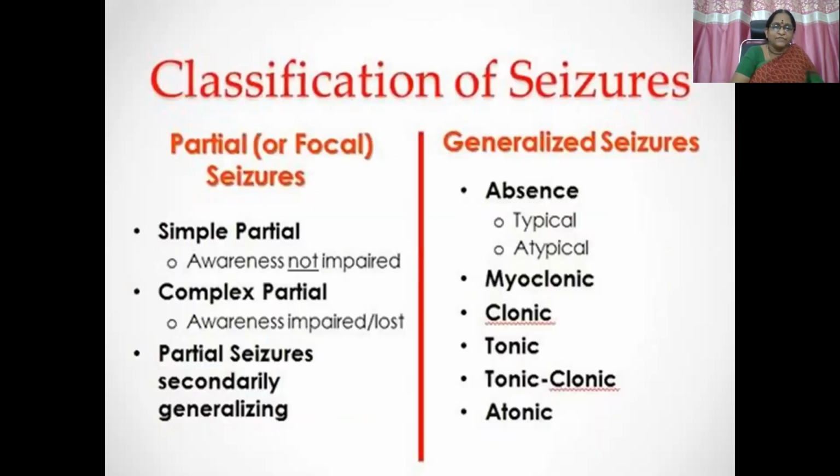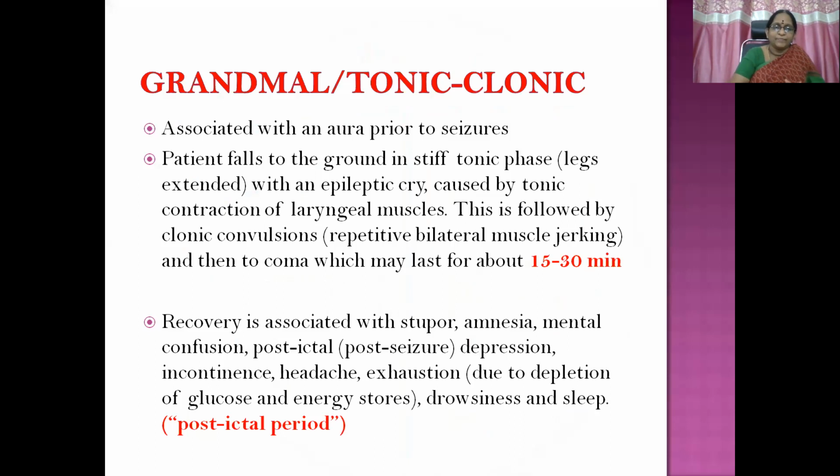So coming to the next classification, we have discussed generalized seizure subtypes, and then partial or focal seizures are again subdivided into simple partial seizures, complex partial seizures, and partial seizures evolving into secondarily generalized seizures. In simple partial seizures, there is no loss of consciousness, whereas in complex partial seizures, there is a possibility of loss of consciousness. This is the broad classification. Now we'll get into the details of each and every type of epilepsy.